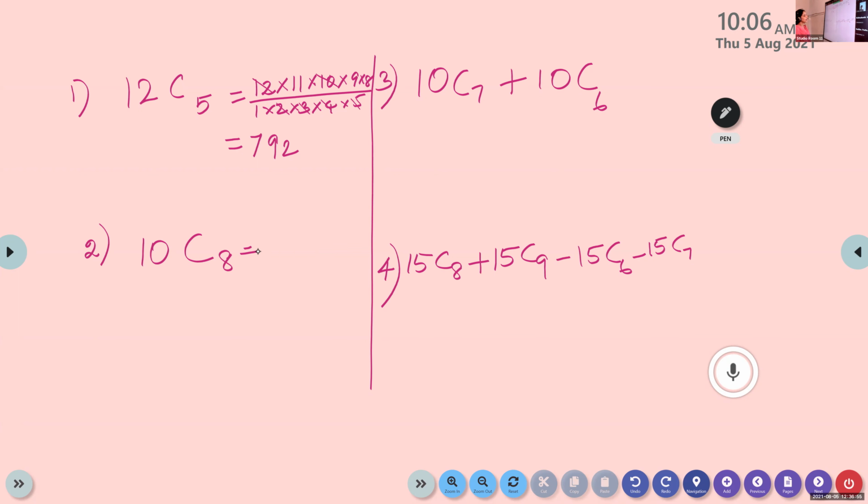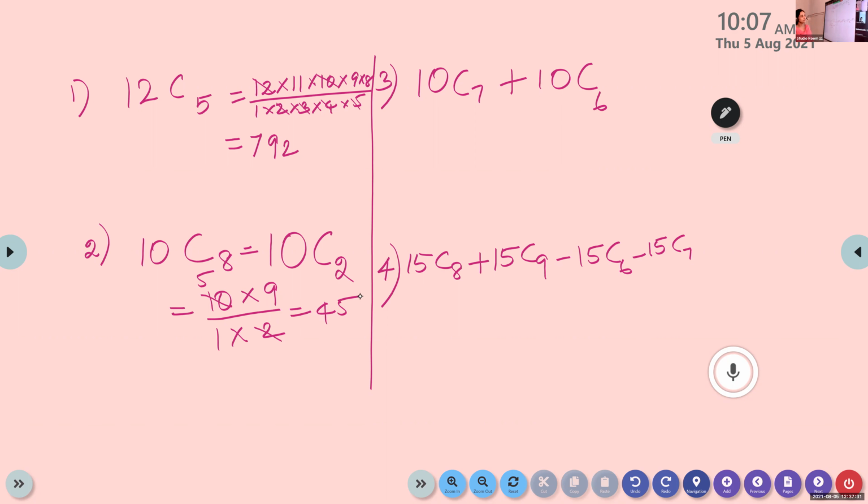Now look at the next one, 10C8. How will you solve this, Akshay? 10C8 is the same as 10C2, isn't it? So 10 onwards, you take two numbers: 10 into 9 by 1 into 2. If you simplify this, it is 45.